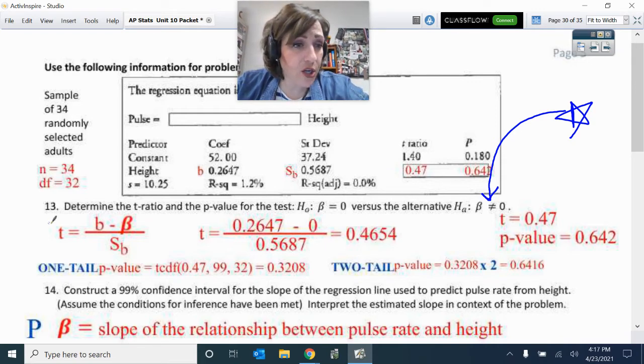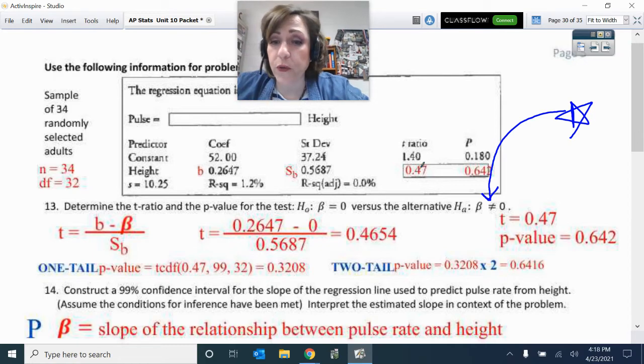All right, so looky here. Here is our t-score: sample slope minus hypothesized slope of 0 over that standard deviation of slope. I got that as 0.4654, so 0.47. So then p-value is the probability of getting that sample or something more extreme. So I'm going to TCDF.